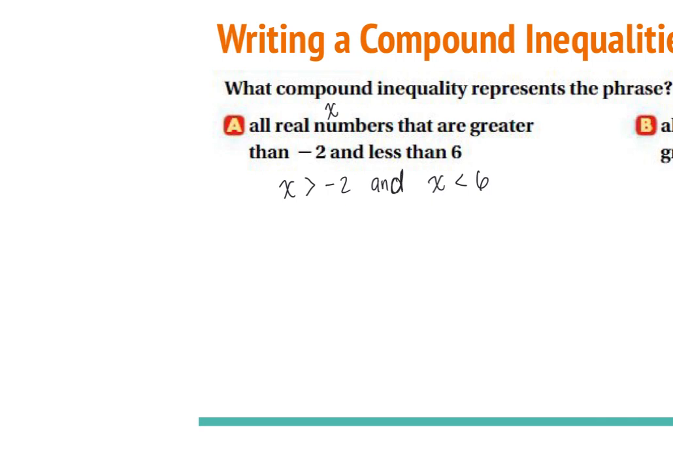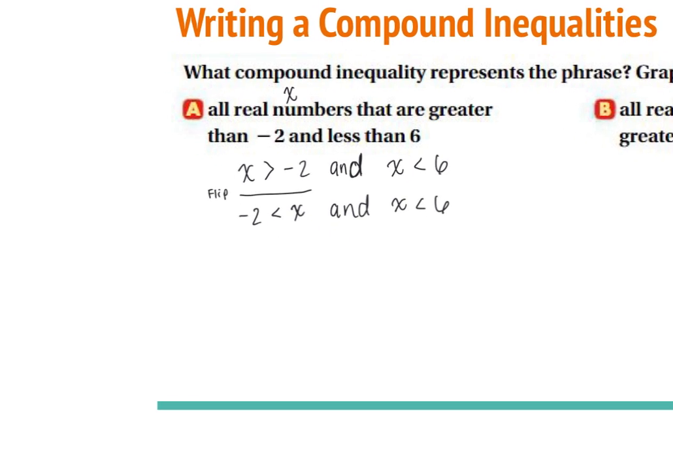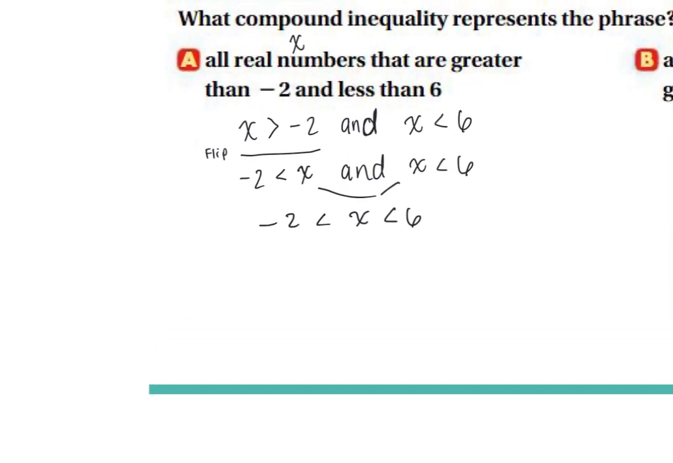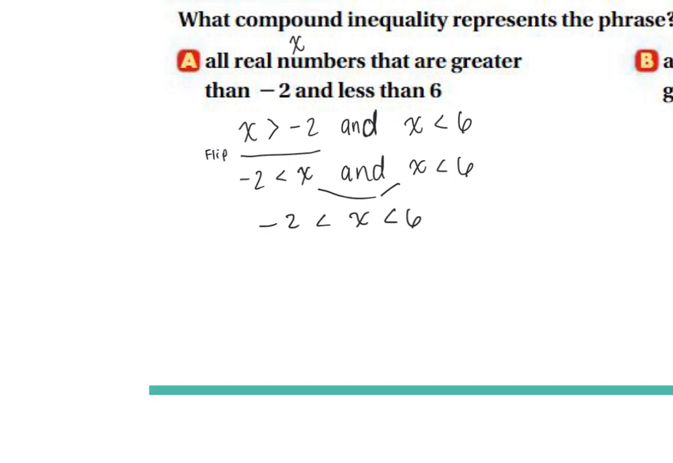Now, what I want you to do is flip this first one, because we want to get the x's next to each other. So this becomes -2 is less than x, and x is less than 6. Once we've flipped it, all we need to do is combine the x's and write -2 is less than x, is less than 6. So now I've got one compound inequality. Remember, we can only do this for and.